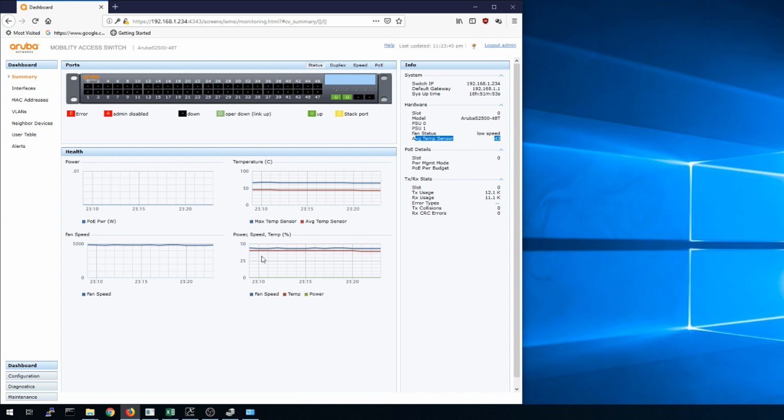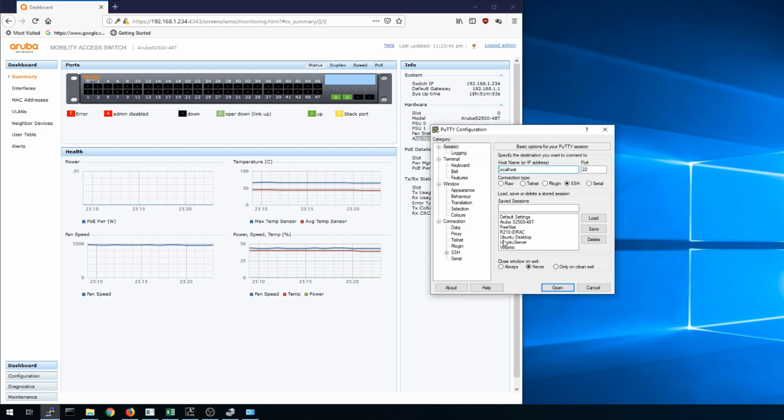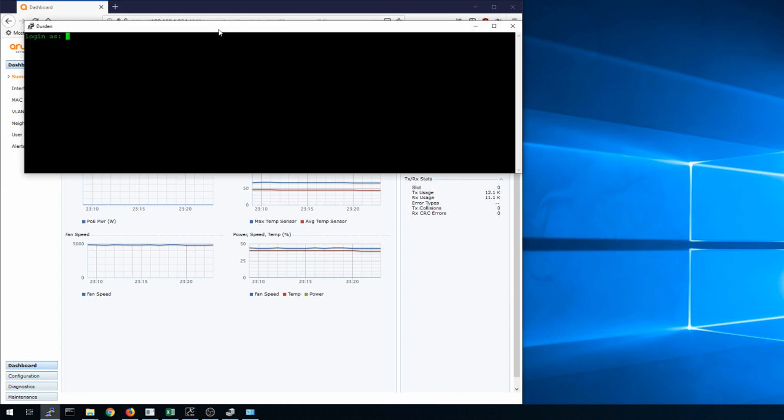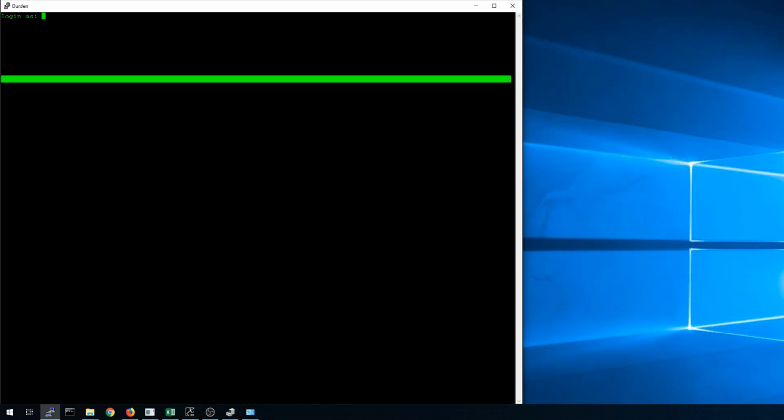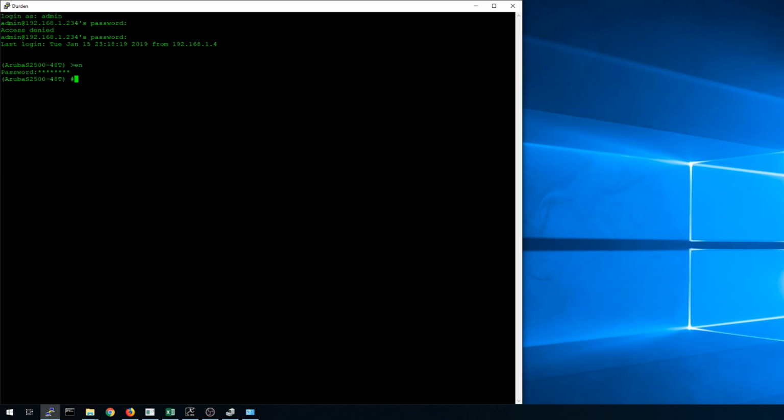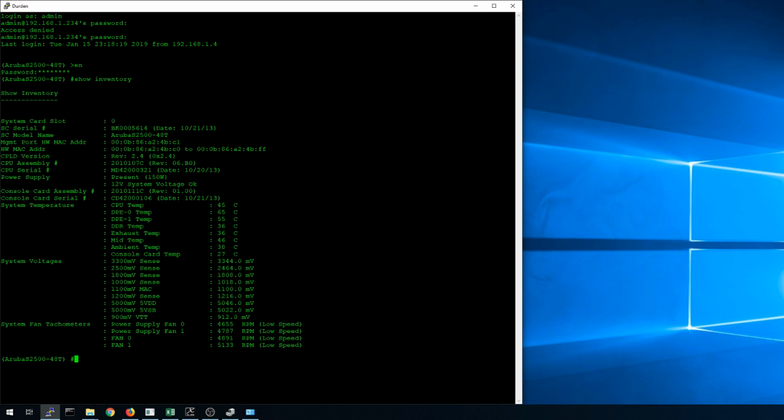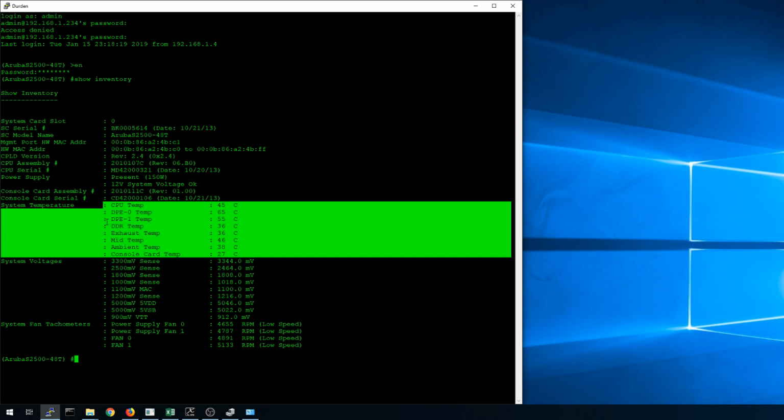But there's a lot more information that you can extract from the command line. So let's log into the command line. All right, enable mode, and the command you want is show inventory. Now we get a very detailed look at everything here: the CPU temperature, the DPE 1 and 2 temperature, the DDR temperature, exhaust temperature, mid temperature, ambient temperature, and the console card. The only thing I'm really concerned about here is probably these DPE temperatures. That's the only thing that's actually really hot.